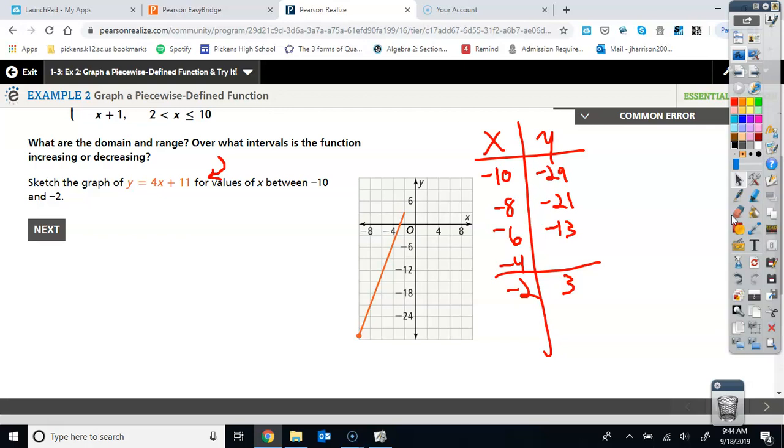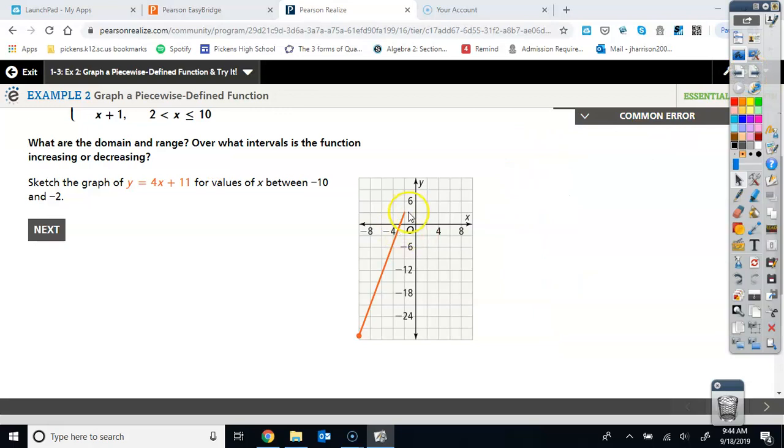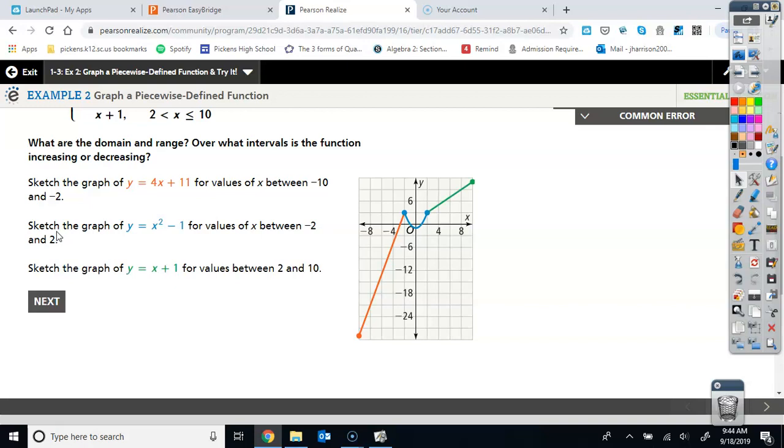-2, excuse me, but not including -2. Then you've got another graph from -2 over to +2. You're using that little graph, plugging in numbers for x, to get the points for y. Then we plug in another function after we go from 2 up to 10.